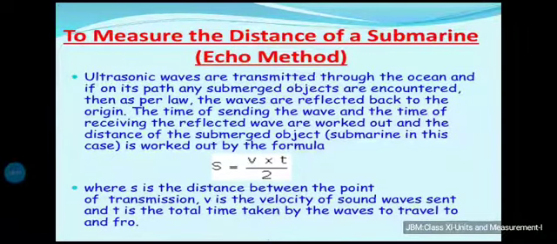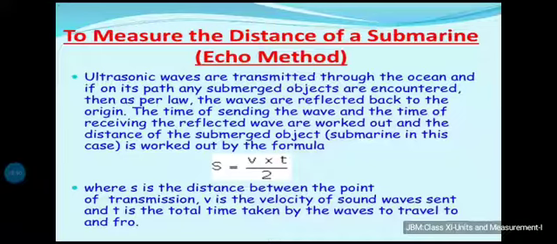One more method that can be employed to measure the distance of a distant object is the echo method, about which we have studied in class 9. In this case, ultrasonic waves are sent through water with the help of a special instrument called the sonar, sound navigation and ranging. Using this principle and by detecting the echoes received from that distant object, we can estimate its distance.